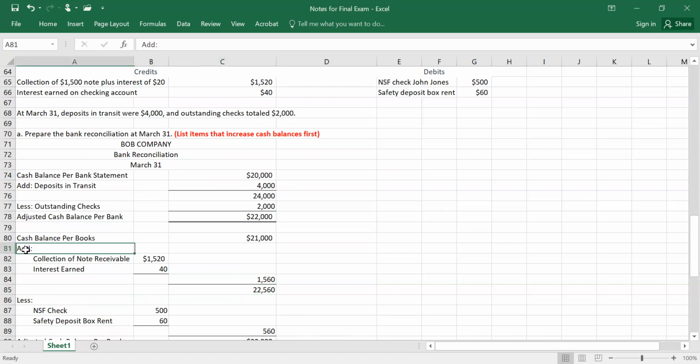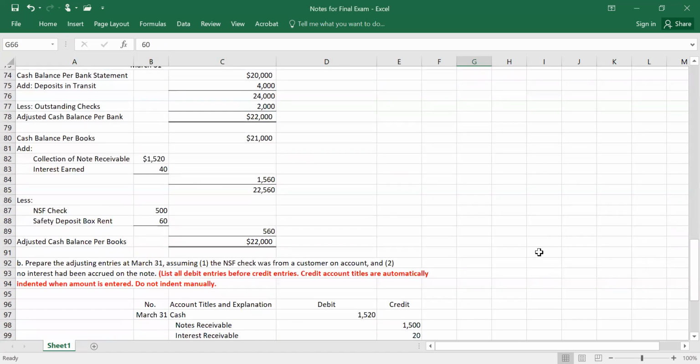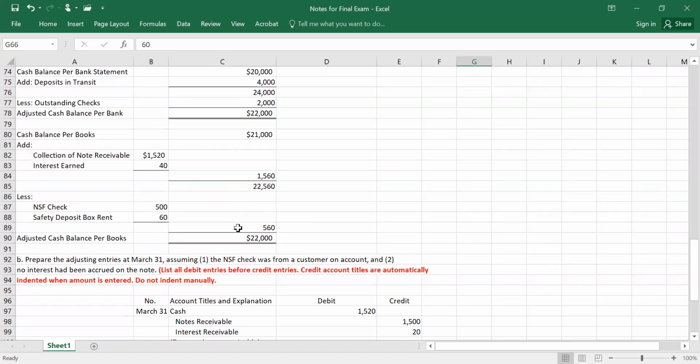Next, we're going to subtract something. So you have to remember to write the add or the less in all these spots also, and use all these same types of entries. The first thing we have is the NSF check of 500. That's right here. And then we have the safety deposit box rent right here, 60. So 500 plus 60 is 560. We take 22,560 and subtract 560, we get $22,000.